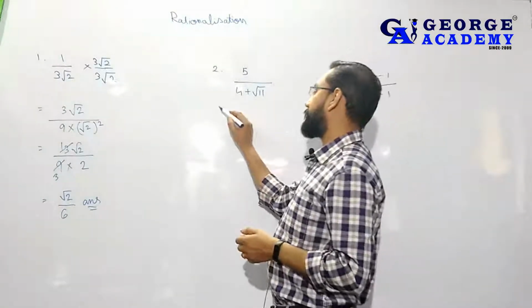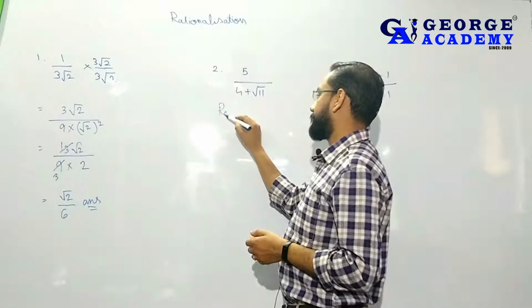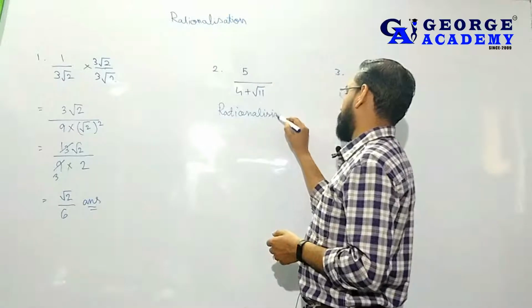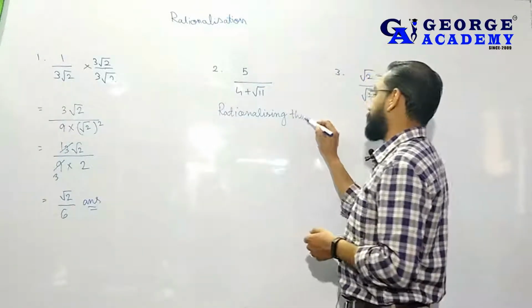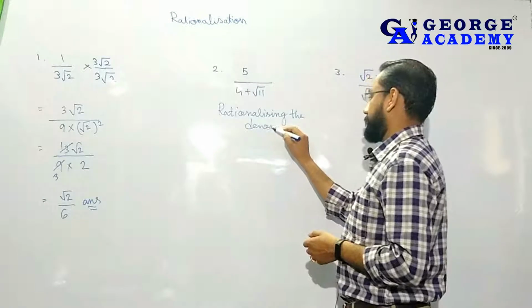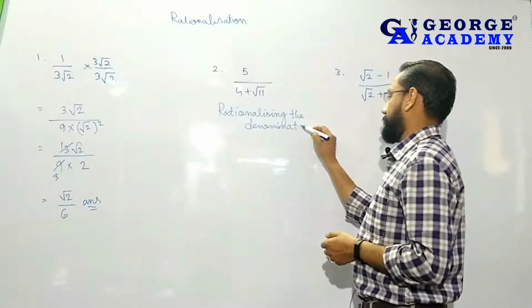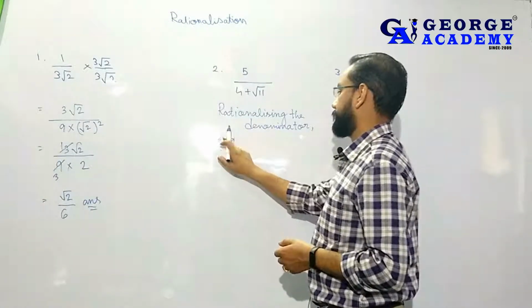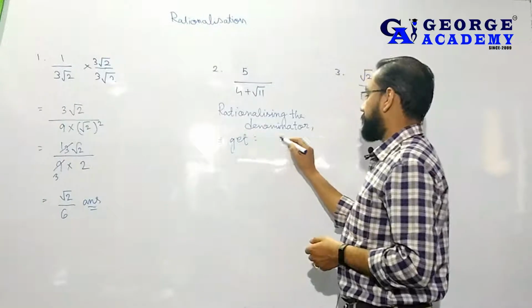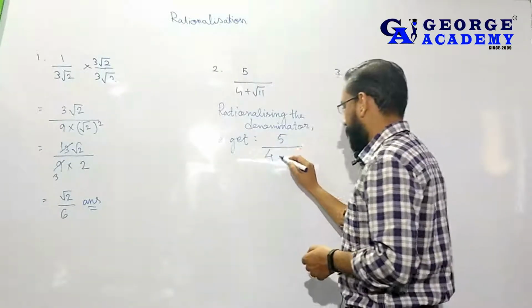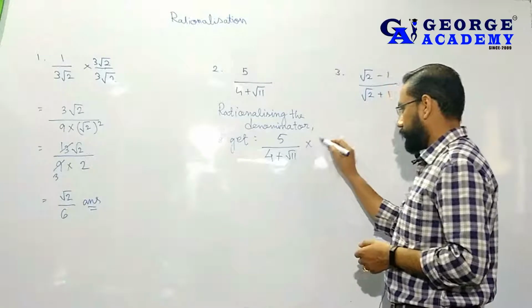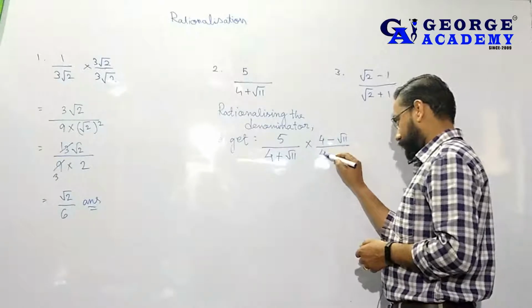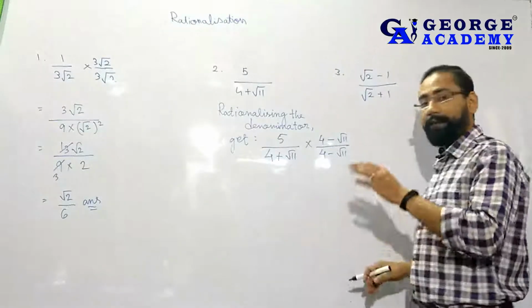That means we are going to write, rationalizing the denominator, we get 5 by 4 plus root over of 11 into 4 minus root over of 11 by 4 minus root over of 11. The value will not change.